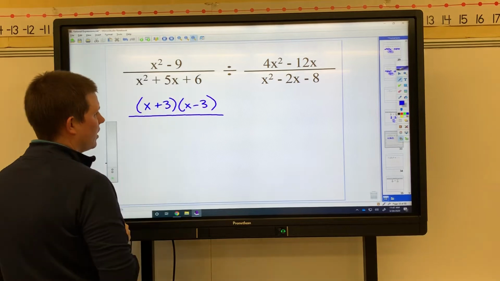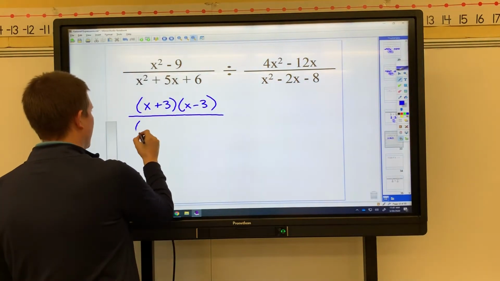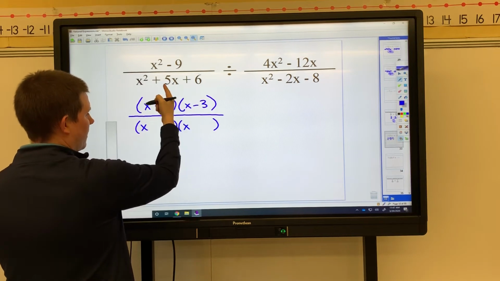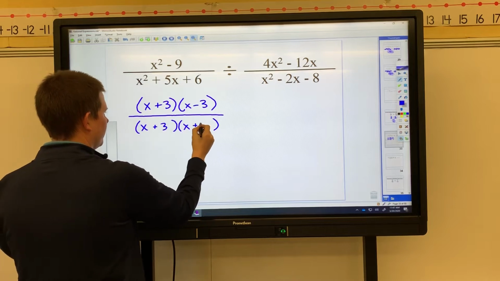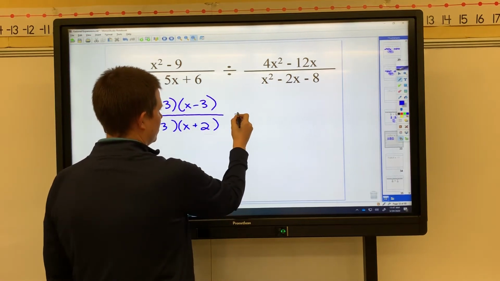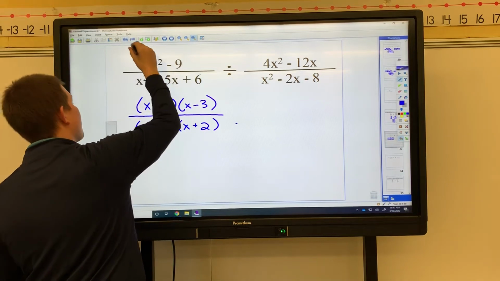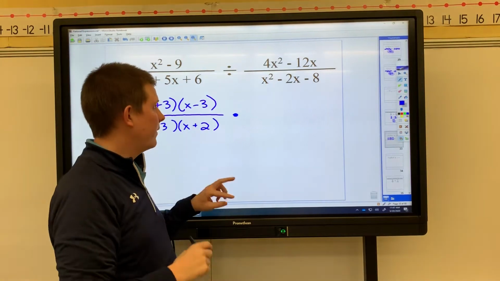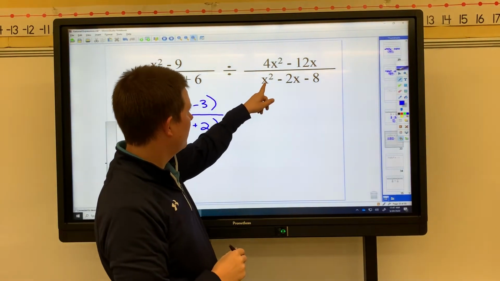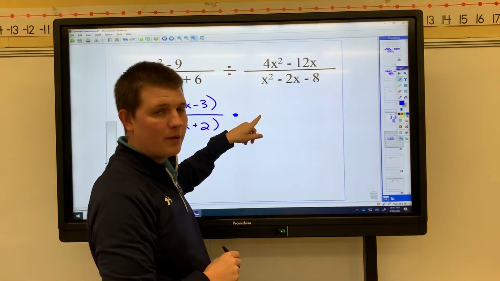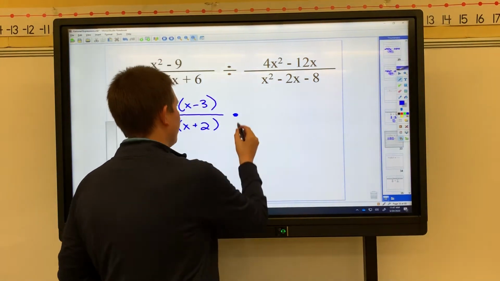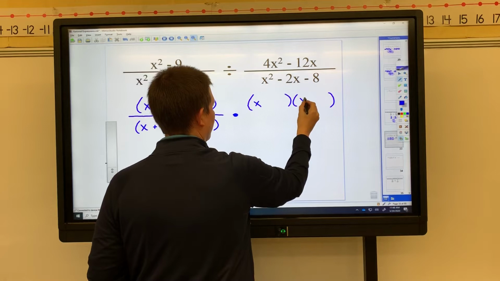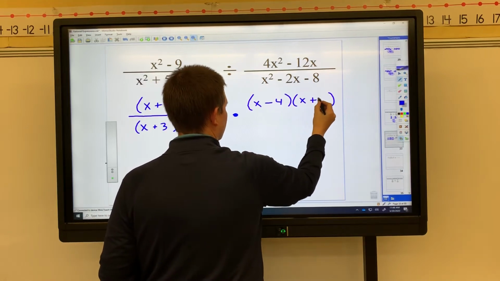On the denominator, it's a trinomial without an a, so we are going to find the right combination. Two numbers that multiply to equal 6, but also add to equal 5. That's 3 and 2. Okay, now we're going to change this from division to multiplication. And we're going to flip the second fraction. So we'll flip it and factor at the same time. So x squared minus 2x minus 8, even though it's on the denominator, it will now be on the numerator when I flip it. So we're going to factor that. Find two numbers that multiply to -8 but add to -2. That would be -4 and +2.